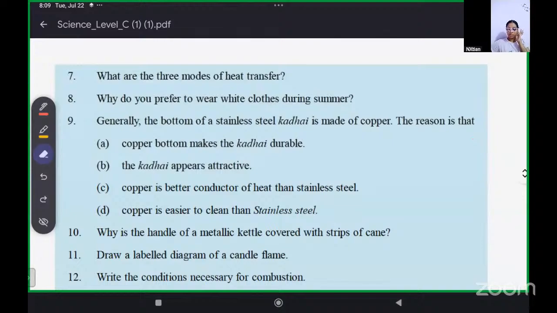Now, so, because copper is a better conductor of heat than stainless steel.